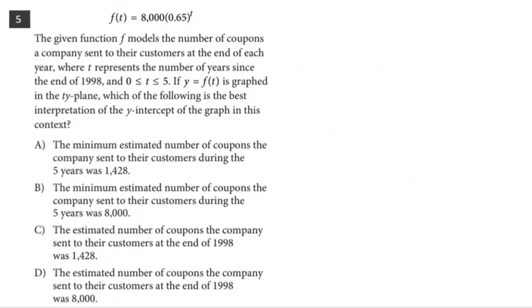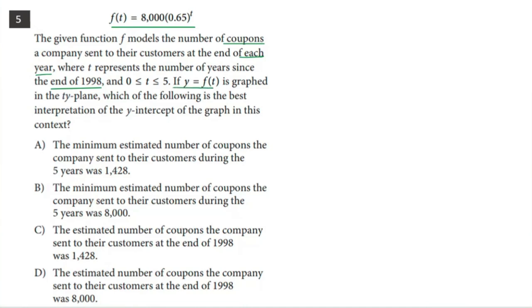Here goes problem 5, which is an exponential function again. And I mean, you can guess it this way. This is an exponential loss function since you can see that this value inside the bracket is below 1. Just giving some extra information. Okay, the given function f models the number of coupons a company sent to their customers at the end of each year, where t represents the number of years since the end of 1998. And t is within 0 to 5. That's like the domain of the function.